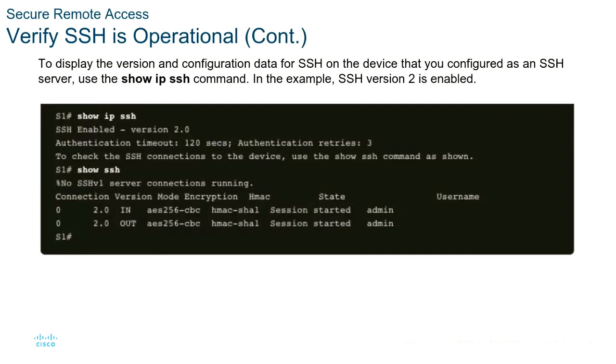So we can type the command show ip ssh, and that tells us this device is running version 2.0. And then we can run show ssh, and that'll tell us any people that are currently connected to our device. Our Cisco switches generally can have about 15 to 16 simultaneous users logged in at one time.